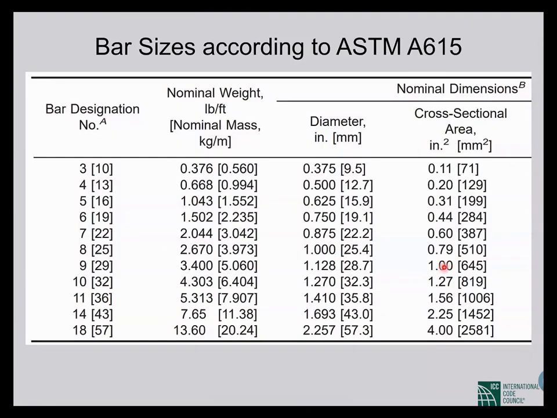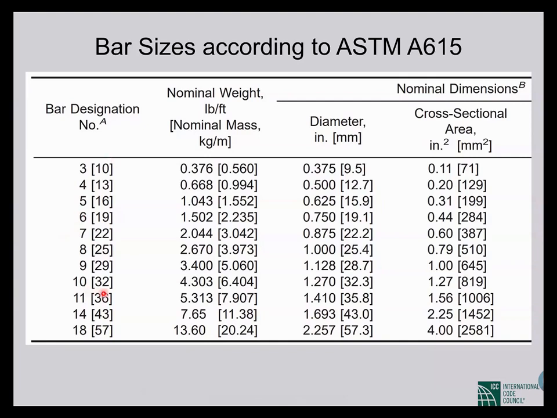So now we understand the BDS ISO standard. What about ASTM? Let's see the standard sizes of rebar according to ASTM A615. You see 3, 4, 5. There is a 5 here. In ISO, there is no 5. 6, 7. There is a 7 here. Oh, sorry, no. These are bar numbers.